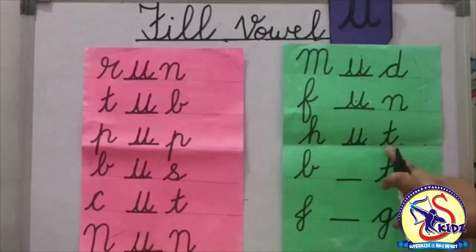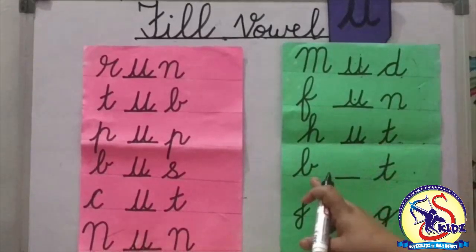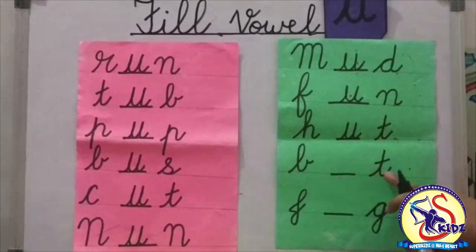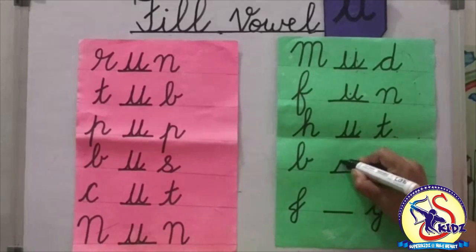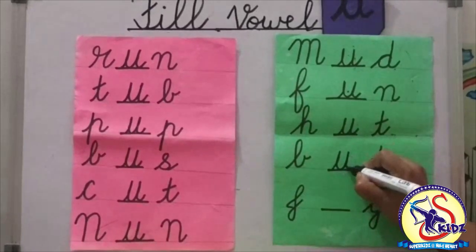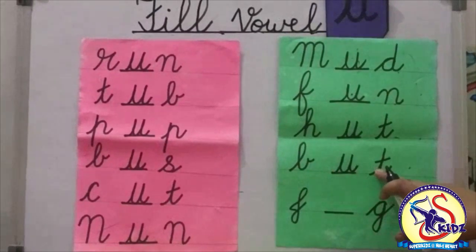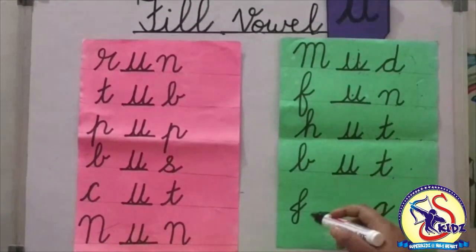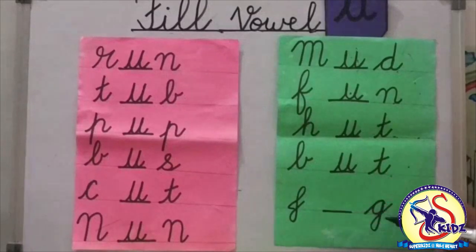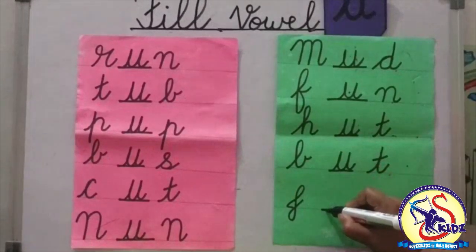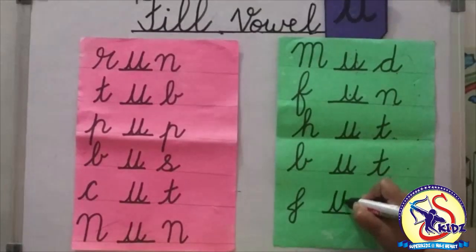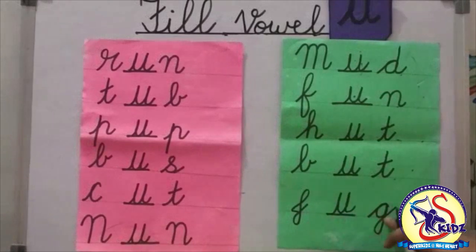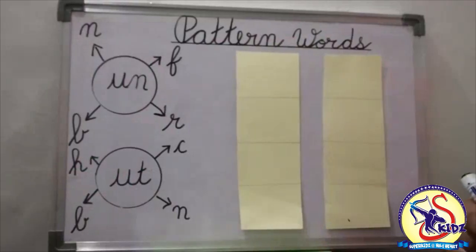Now kids, see the next word. B blank T. Now again we will put U. Now we get B U T, but. Now see the next one. J blank G. Again we will put U. J U G, jug.